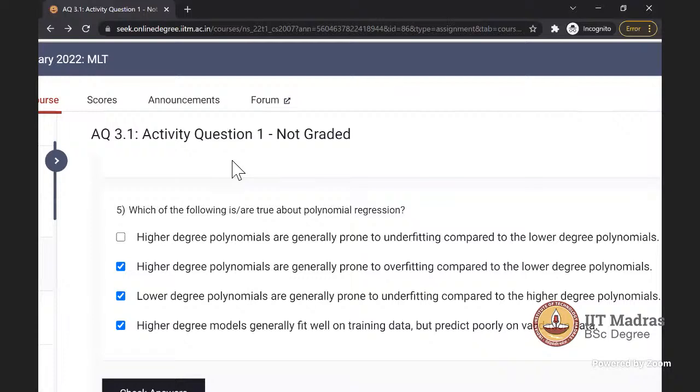If you start from 0 or take it to 1000, then generally the higher degree models will be overfitting. So the intention of this question's option is that as you increase the degree of the model when you are fitting on training data, it is likely you'll observe that it fits well on training data but performs poorly on validation data.